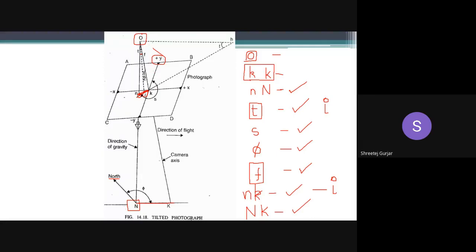Now what is left out? We are left with this K and O. What is O and what is K? We have done this yesterday only. Don't make me call out. Please answer by yourselves. What is O and what is K?